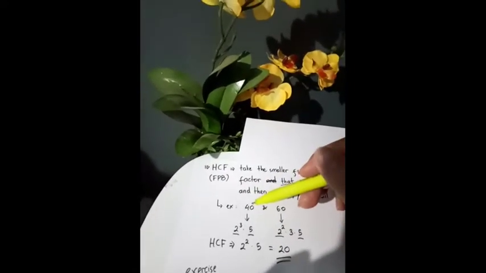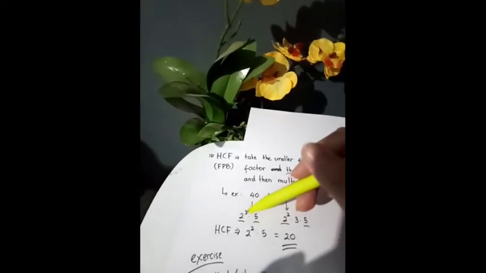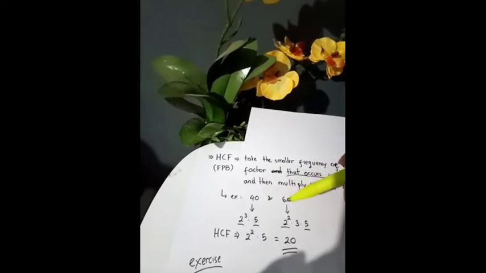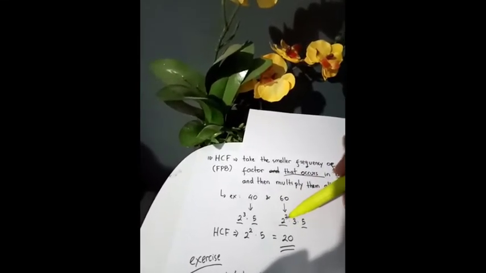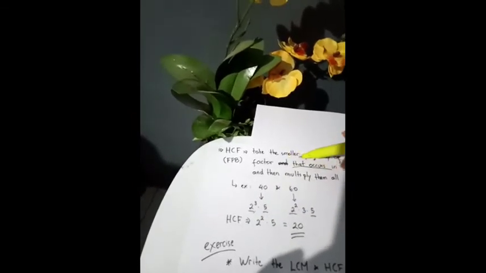For example, from before, 40 and 60, we get 2 power 3 times 5 for 40, and for 60 we get 2 power 2 times 3 times 5. Nah, the prime factors that occur in 40 and 60 are 2 and 5. We don't take the 3 because 3 does not occur in 40. There is no 3 in here. And between 2 power 3 and 2 power 2 we take the smaller frequency. So we take 2 power 2 for HCF. So for the HCF we get 2 power 2 times 5, and we have 20.